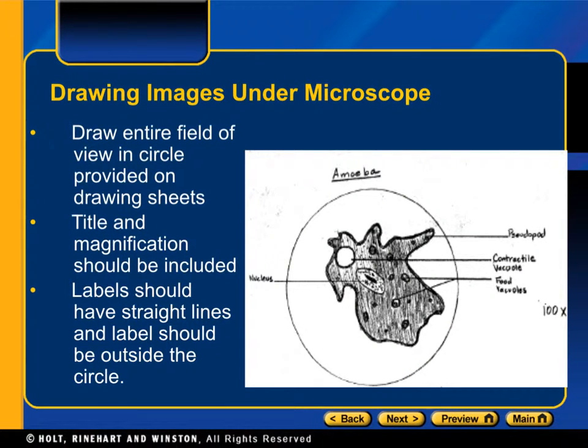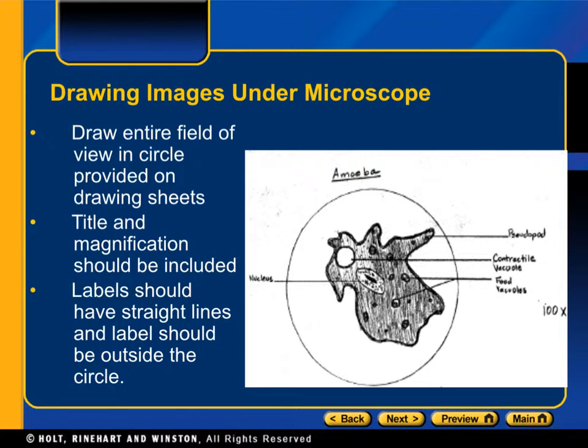Okay, the last part of the notes is making sure that you know how to draw and label on our drawing sheets. So to draw an image under the microscope, you're going to want to draw your entire field of view. So as you look through the microscope, what you see in that circle under the microscope is what you draw on your drawing sheet. So you're drawing the entire field of view in the circles.